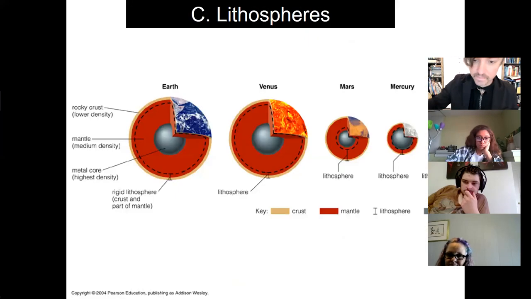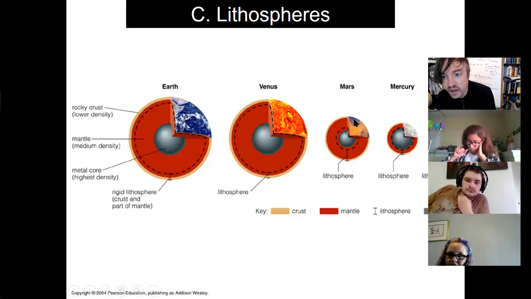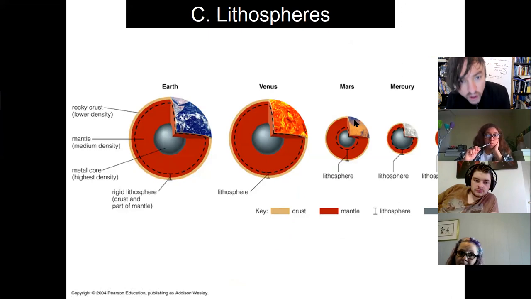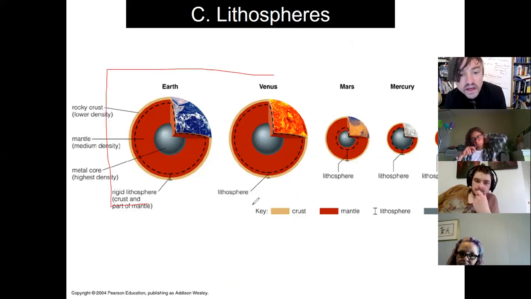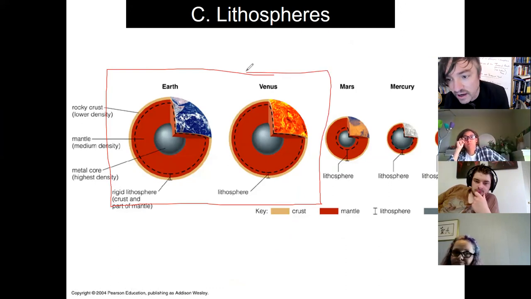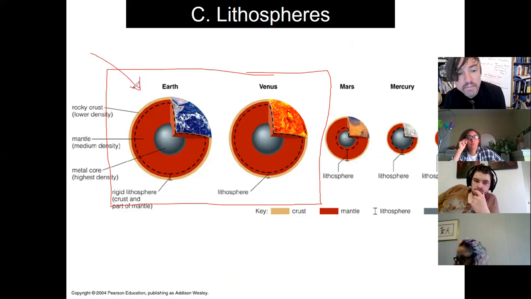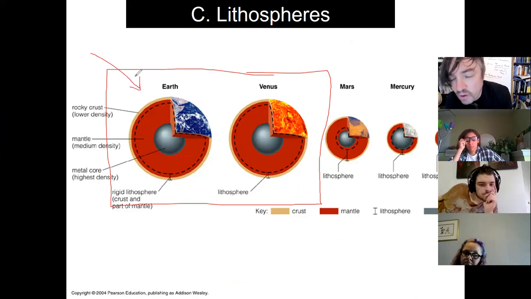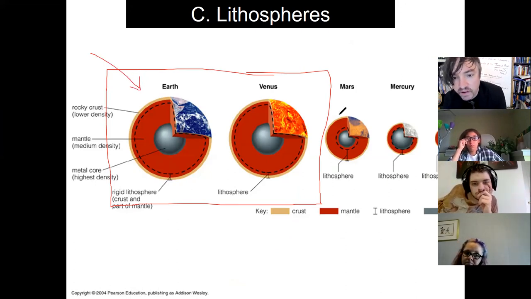Would it be the largest planets? The largest planets, that's right. It turns out that bigger planets stay hotter longer. I'm going to prove this to you next time using some math. Bigger planets have more reservoirs of internal heat than smaller planets.